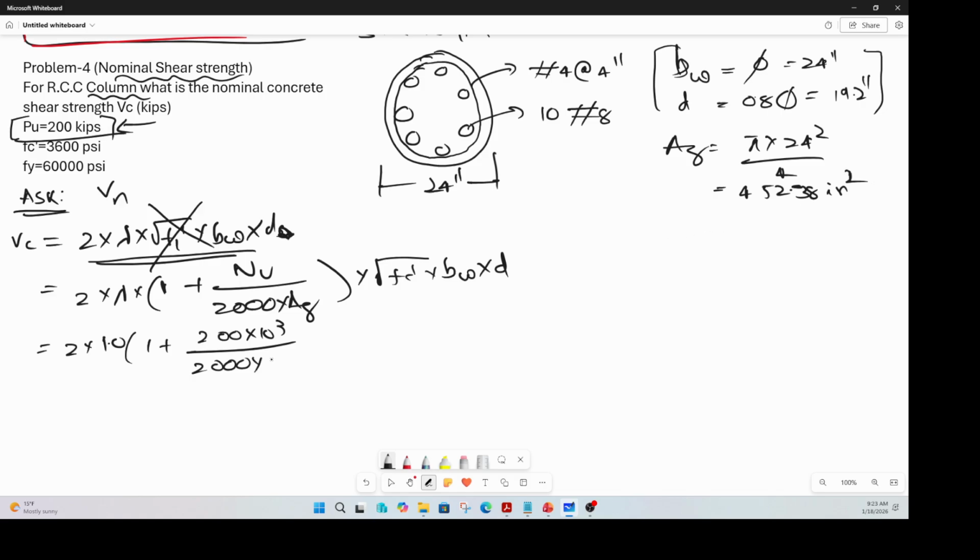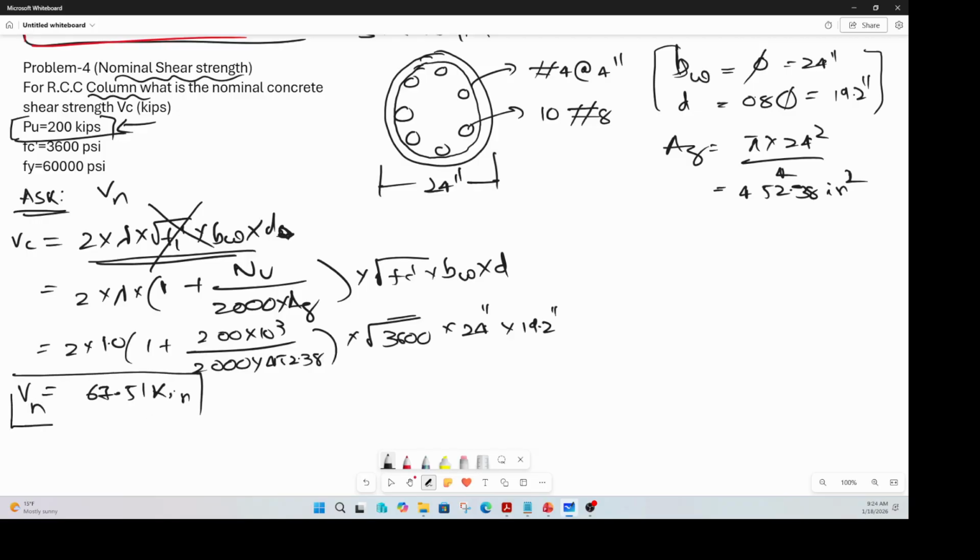square. Okay, so 452.38 times fc prime, that is 600. Your breadth, it's not a rectangular column, but the code value, and your depth is 19.2 inches, right? So the whole thing, when you calculate it, comes out to 67.51 kips, and this is V nominal, and that is what is asked.